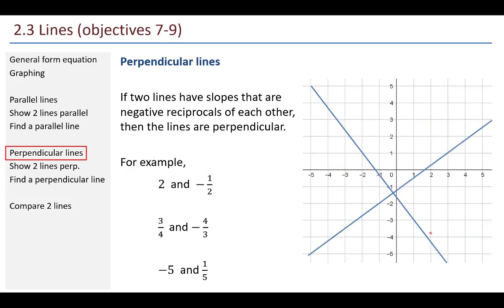The second example, 3/4 and -4/3. Those are those two lines. Maybe you can confirm, pause the video and confirm that those really are the slopes. Let's see, I have a few lattice points in here I can pull out.